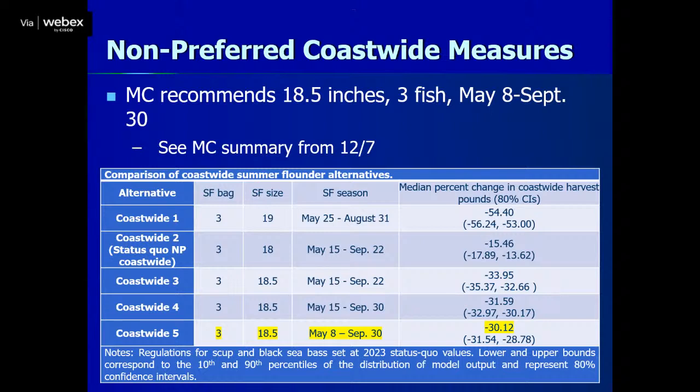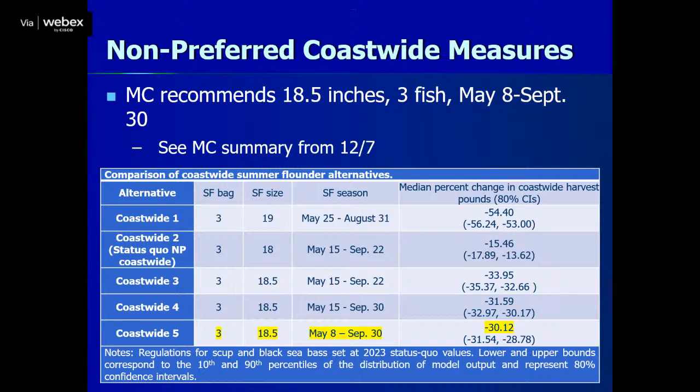So this is sort of a reminder that in the past, the non-preferred coastwide measures have been pretty difficult to analyze. It had been so long since we had had coastwide measures that we had really limited information to go on to assess their impacts. And now we have the RDM, so that's been a useful tool to sort of see what the potential impacts of coastwide measures might be.